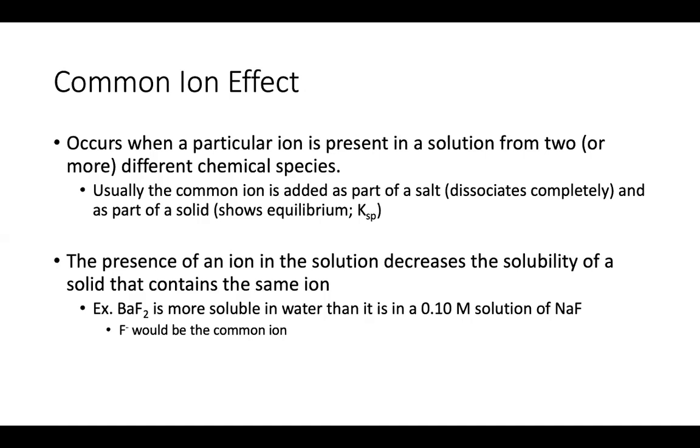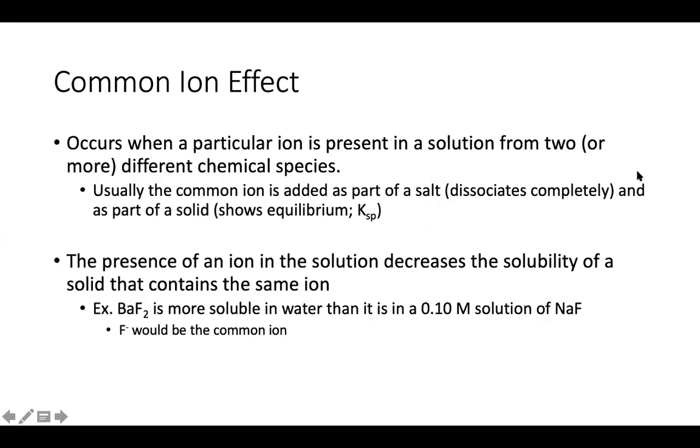In this chapter, think about question number 3, where it was iodine or iodide that was present from 2 sources. Typically, an ion is added as a salt, and we're going to assume that salt completely dissociates. So typically, that salt and its concentration in solution is our initial concentration of that common ion.